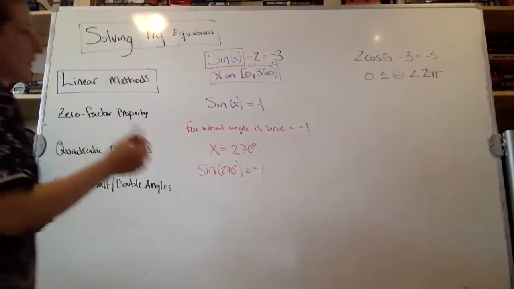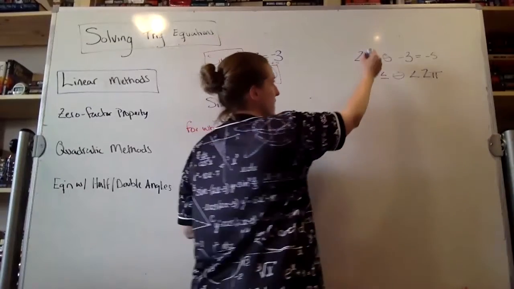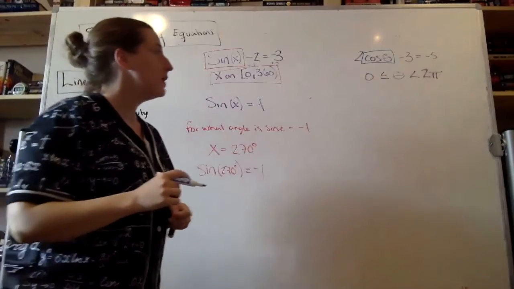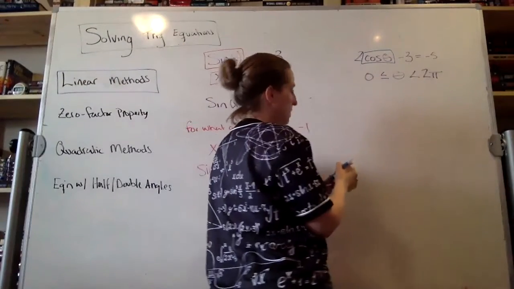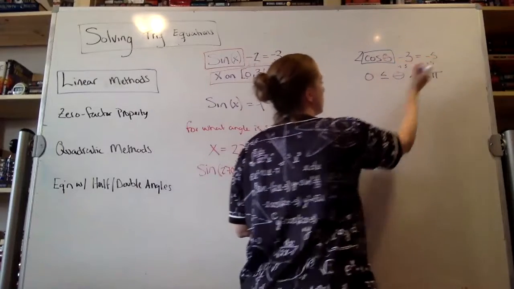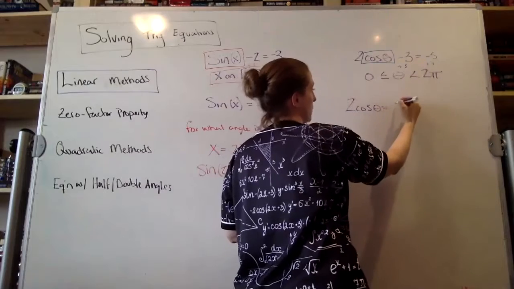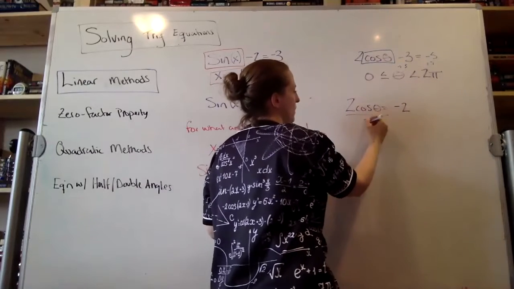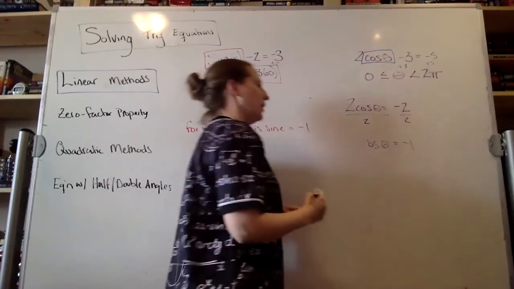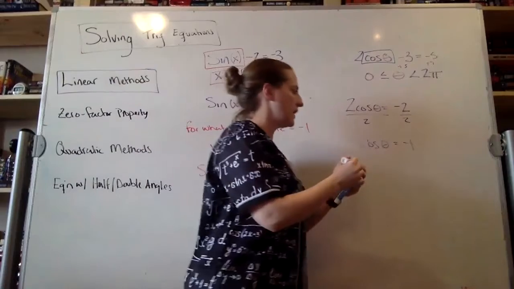Okay, so now the next one, 2 cosine theta - 3 equals -5. Again, this is linear because I just have that single cosine term and it's not squared or anything like that. So I can solve this by solving for that cosine term. I'm going to add 3 to both sides. That gives me 2 cosine theta equals -5 plus 3, which is -2. Dividing both sides by 2, I get cosine theta is equal to -1. Similar to before, we had sine x equals -1. Now we have cosine theta equals -1.